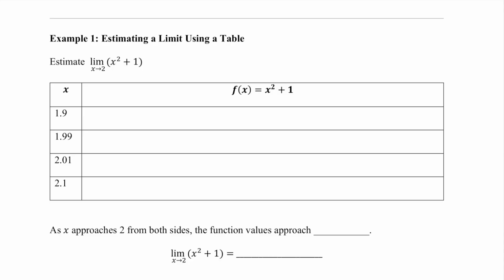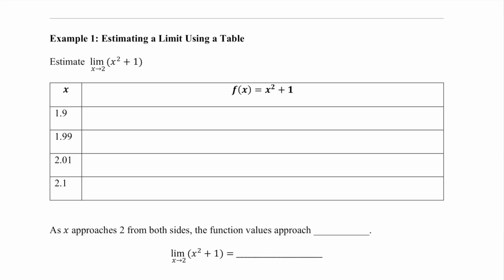Now let's try an example. We want to estimate the limit of x squared plus 1 as x approaches 2. First, notice something. This function is f of x equals x squared plus 1. This is a polynomial function. Polynomials are smooth and continuous. But let's pretend we don't know the answer yet. We'll use a table to estimate it.